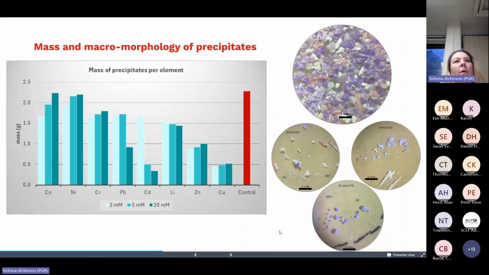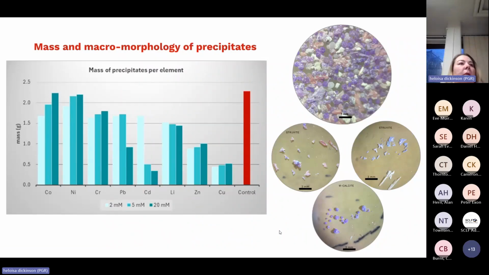So just to start showing the results now, this is a graph showing the mass of the precipitates per element and some of the morphology of the precipitates as well. You can see that we precipitated more cobalt, nickel, chromium, and lead, and less of the other elements compared to the control. And I put this image here because this is what we see right when we remove the precipitate from the oven. We filter, separate the residual liquid and the precipitates, then put the precipitates in the oven to dry to analyze.